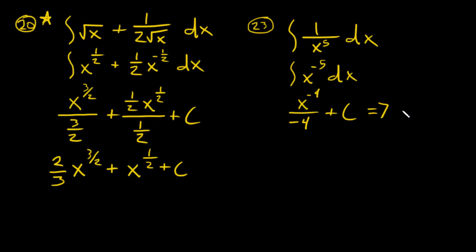If I wanted to, I could rewrite that. I would not rewrite it like this typically, but if you wanted to, you could say this is negative 1 over 4x to the 4th, plus c. I would almost never do this unless I really needed clarity on what the answer was.